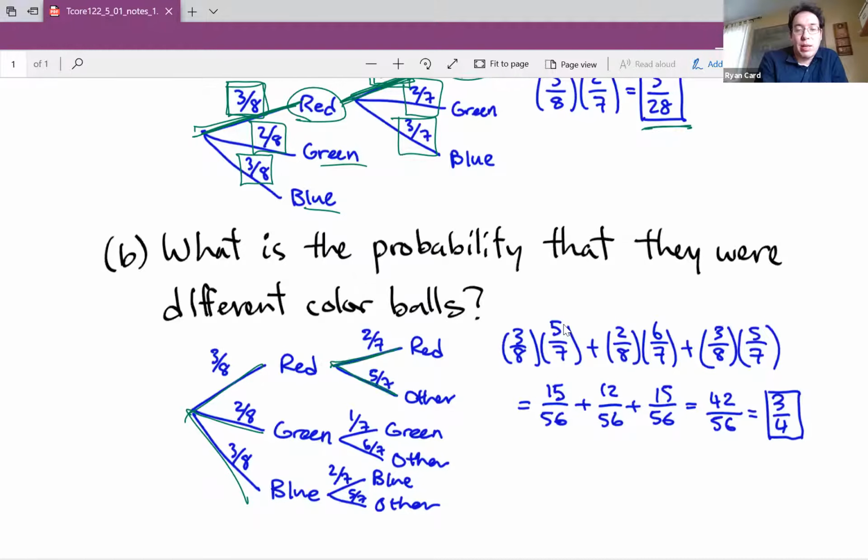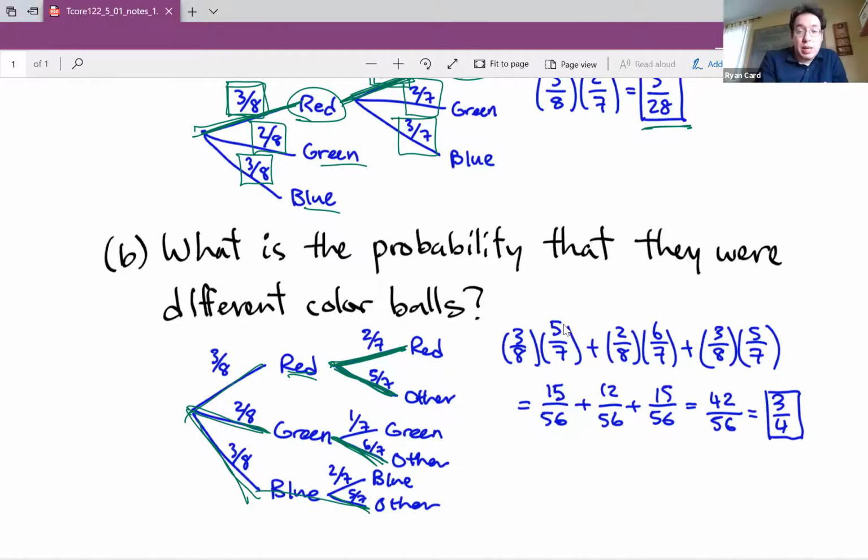So after drawing a red, there's 2 red balls left. So 2/7 for drawing the second red, or otherwise it's a different color. So 5/7 of the time, we'll get 2 different color balls where the first one was red. If you draw green, then the other is 6/7 because after the green is taken out, all of the balls except for one of them is not green. And then 3/8 and 5/7 with the blue color, blue and something else.